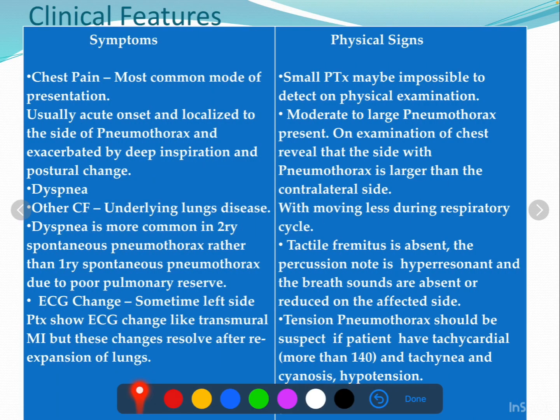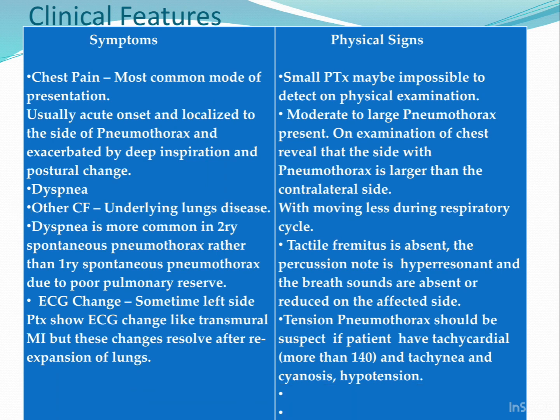Next comes what are the clinical features of pneumothorax. Very important. So we will discuss one by one. They are telling about the symptoms and physical signs. First, we will discuss the symptoms. Chest pain is the most common mode of presentation, usually acute onset and localized to the side of pneumothorax and exacerbated by deep inspiration and postural change. And there will be dyspnea and other clinical features, underlying lung disease related features will be there.